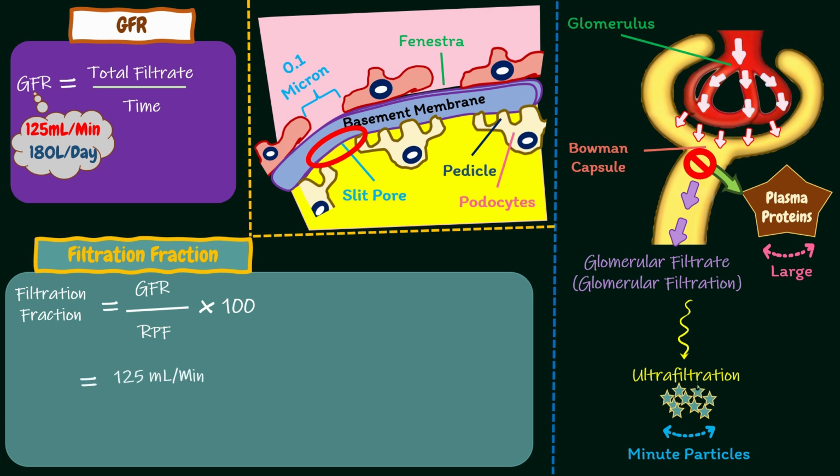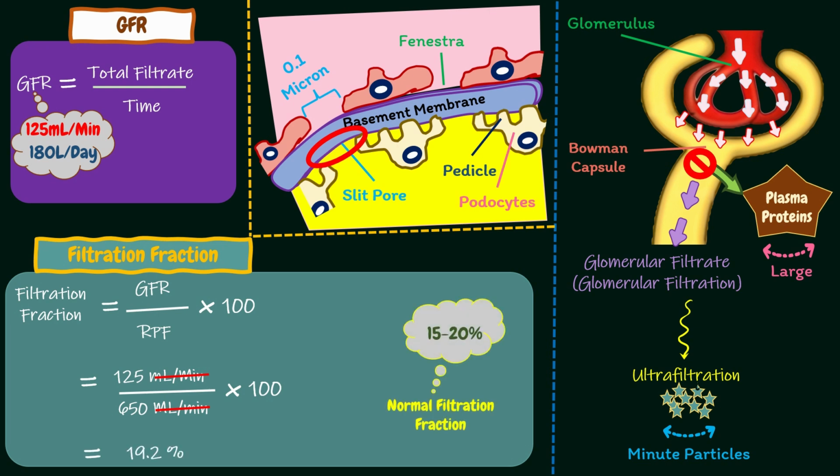Glomerular filtration rate is 125 milliliter per minute, and renal plasma flow is 650 milliliter per minute, which is multiplied by 100. These two units are same, so they cancel each other. 125 divided by 650 equals 0.192 into 100. So the answer is 19.2%. Normal filtration fraction varies from 15 to 20%.